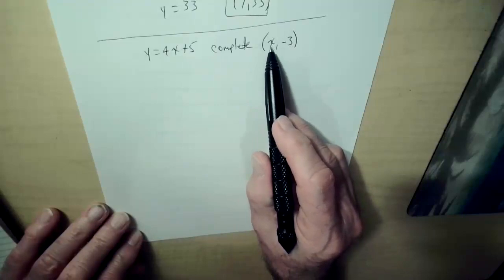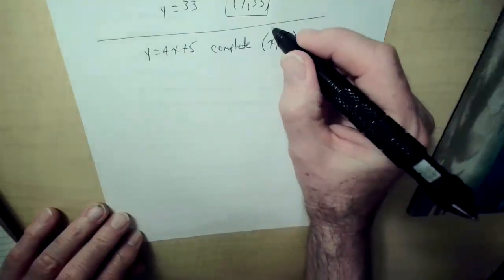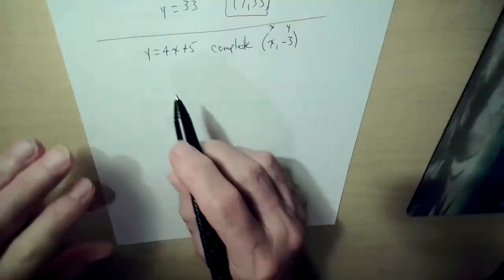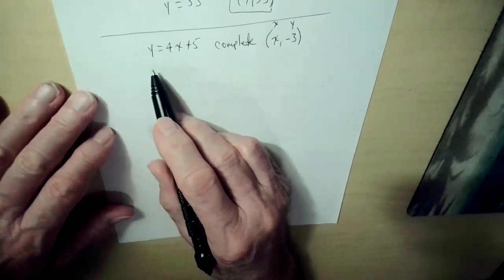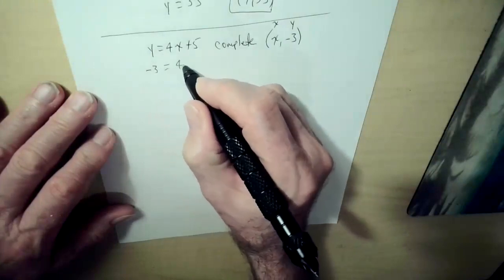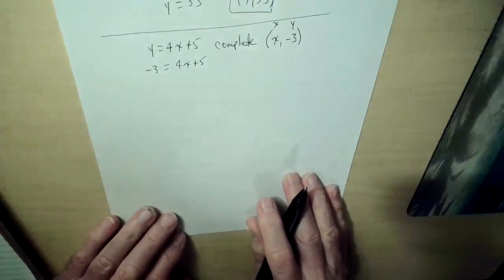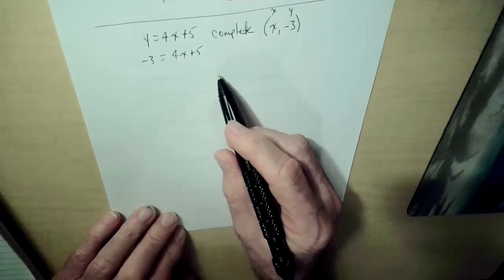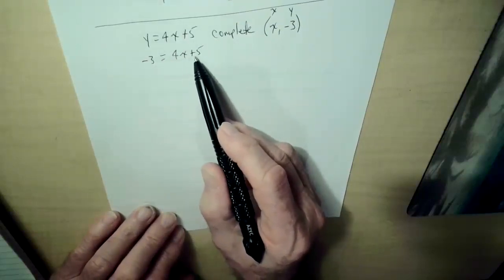I don't know. Remember, we're going to plug in X for X. We don't know what X is. And -3 for Y. Remember, these are always in the form XY. So we put, now we're going to have a fairly simple algebra problem. Y is -3 equals 4x plus 5. Am I right or am I right? I'm right. Now we have a real simple algebra problem.